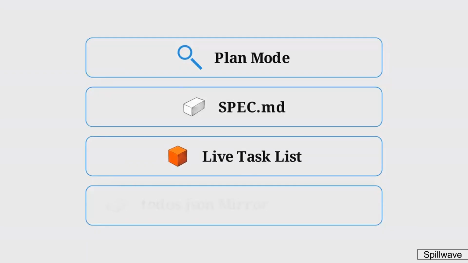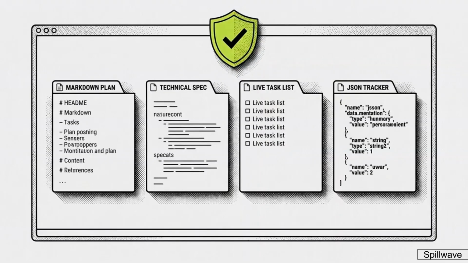The fix is architectural state separation. Claude natively isolates 4 layers: plan mode, Spec-Driven, a live task list, and a todos.json mirror. Protecting the LLM's context window from collapsing requires utilizing these isolated layers.